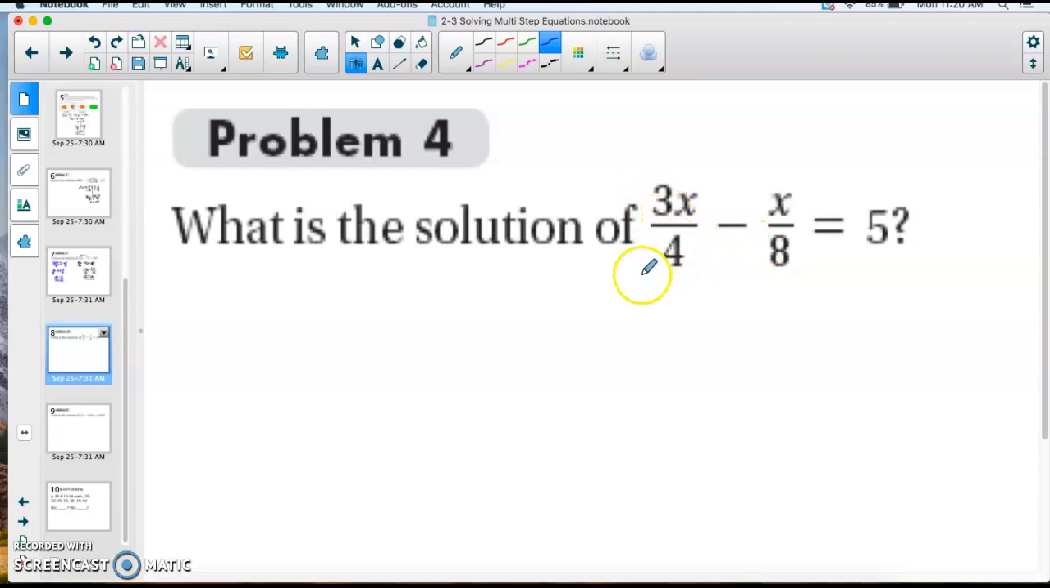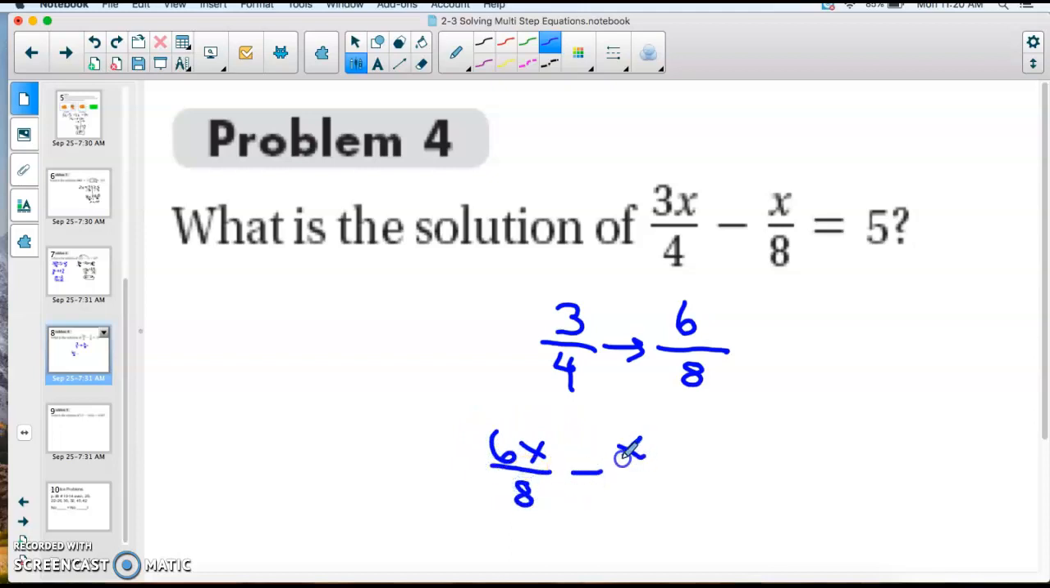Well, let's think of it this way: 3/4. Okay, we won't think about the x for right now. 3/4. If I wanted to convert that into eighths, what did I do down here? I had to multiply by 2, right? And so I'm going to have to multiply this one by 2 as well. So going back to our equation, that's the same as 6x divided by 8 minus x divided by 8 equals 5. And I didn't break any algebra rules there.